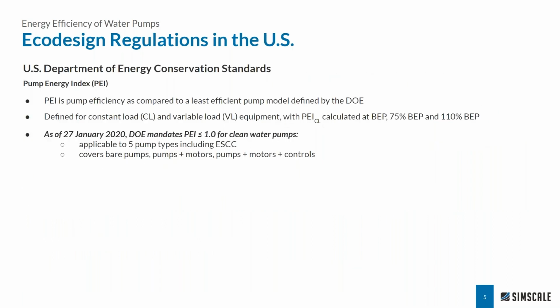The US Department of Energy also has similar standards and defines what is known as the Pump Energy Index, which is essentially the weighted performance of the pump being tested with respect to the weighted performance of a minimally compliant pump. It is calculated at either a constant load or a variable load, depending on the type of pump. And similar to the minimum energy index of the EU, it is also calculated at three different duty points, that is best efficiency point, part load, and overload.